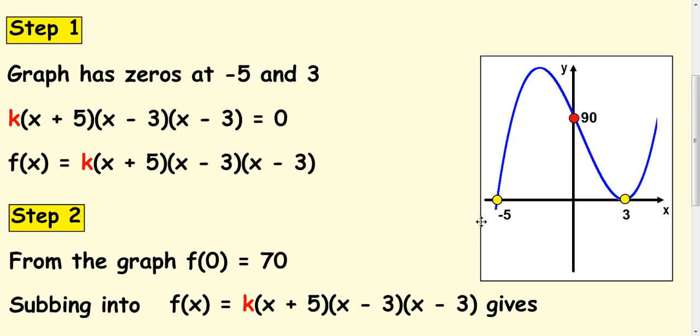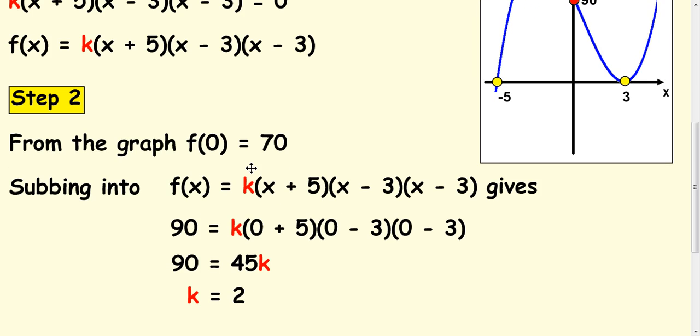This is not a turning point here, this is just a part of the graph going straight through the axis, so this is not a repeated root. So all we do here is the same process. We use k at the front, x plus 5, and we have the x minus 3 twice. Everything else stays the same.